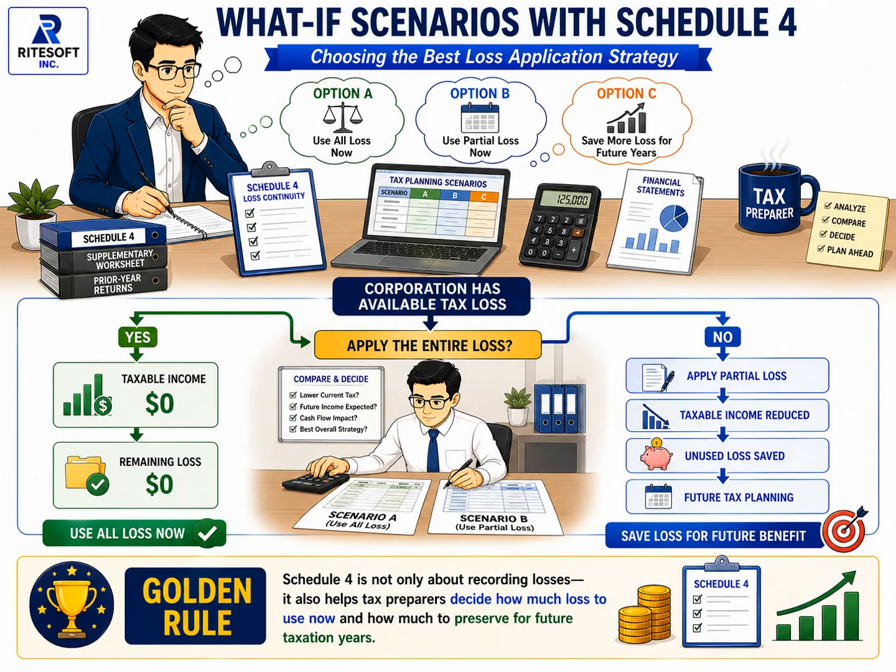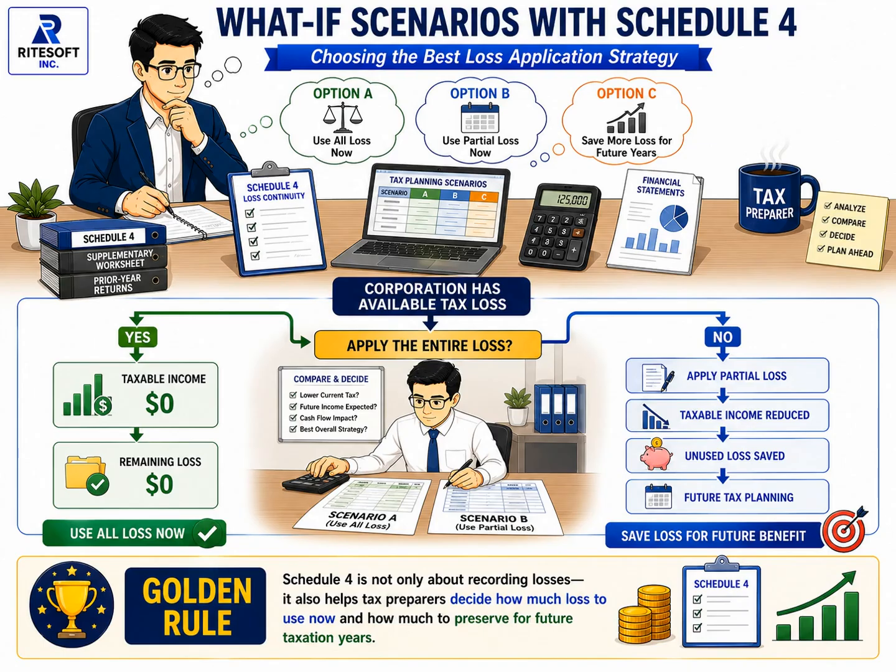If the loss is large enough, it may reduce the corporation's taxable income significantly, or in some cases, even reduce it to zero. This provides the maximum tax benefit immediately, but it also means there is no remaining loss available for future years. Another option is to apply only part of the available loss.